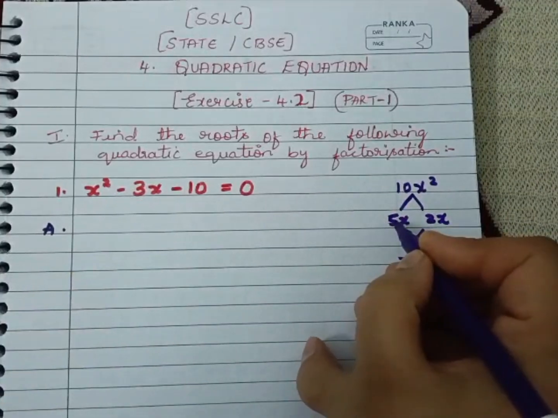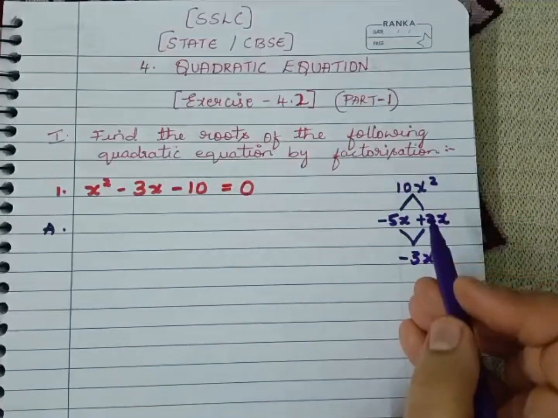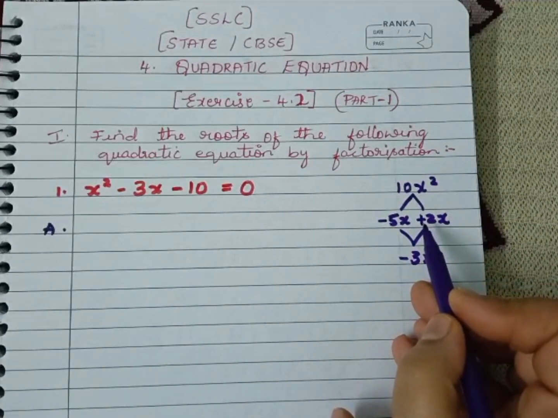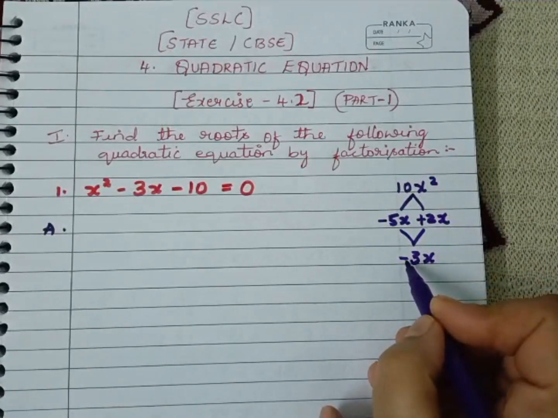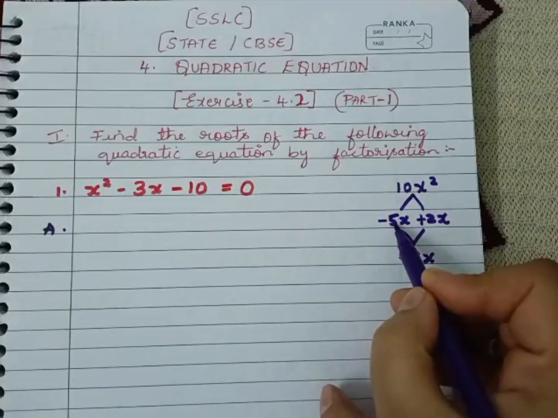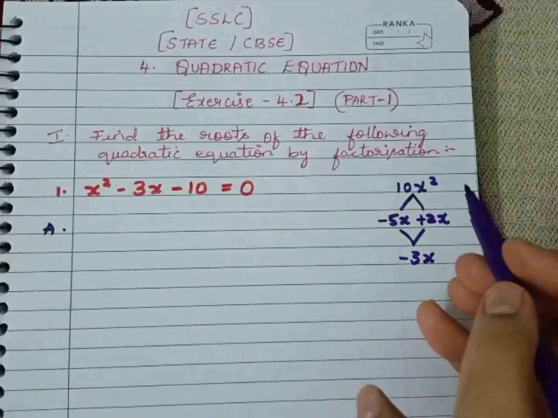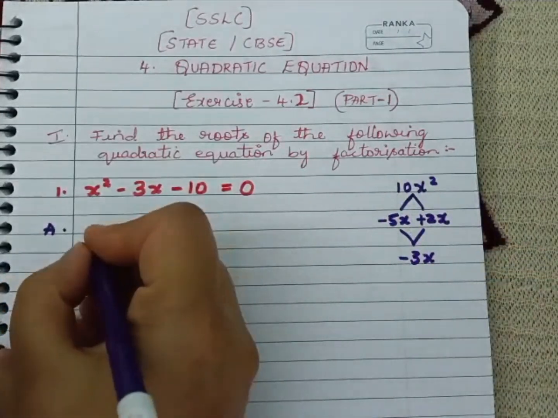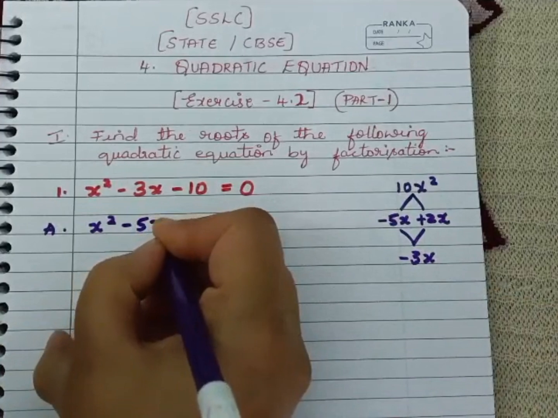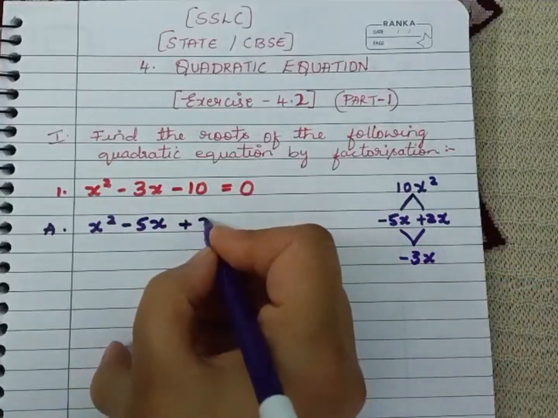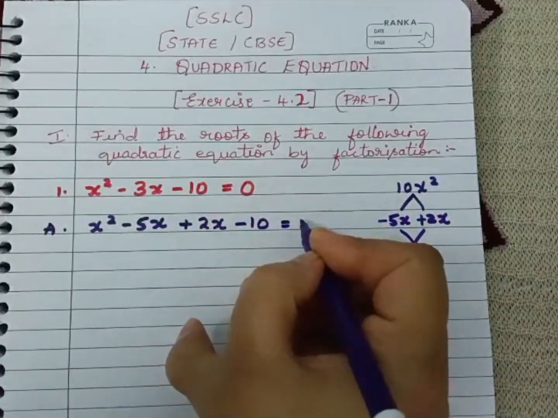So I'm going to write in front of 5 minus and in front of 2 plus. Now plus into minus is minus. Now 5 minus 2 is 3. And why we are taking minus in front of 3 is 5 is a greater digit. In front of it, this is minus. So we are taking minus 3. Okay. Now I'm going to write it as x square minus 5x plus 2x. And this minus 10 I'm going to write over here is equal to 0.